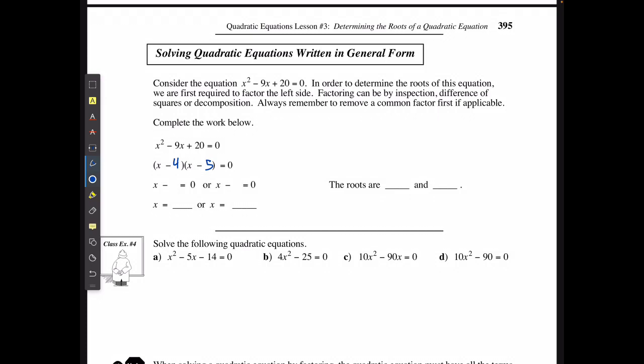Which means that either x minus 4 could equal 0 or x minus 5 could equal 0. So x would either equal 4 or 5, which means the roots are 4 and 5 for this equation.